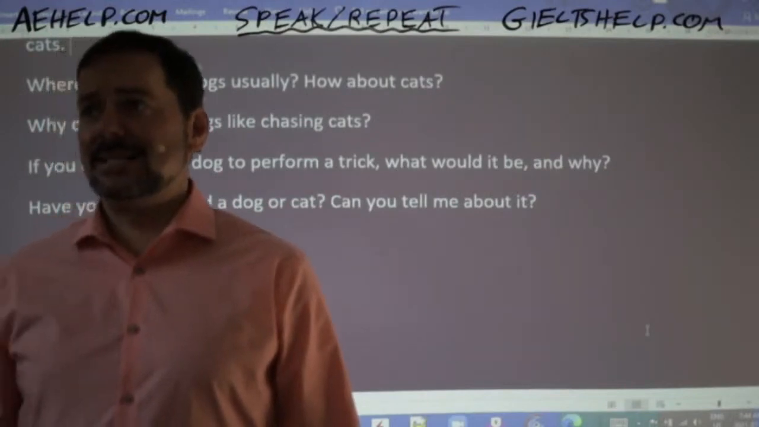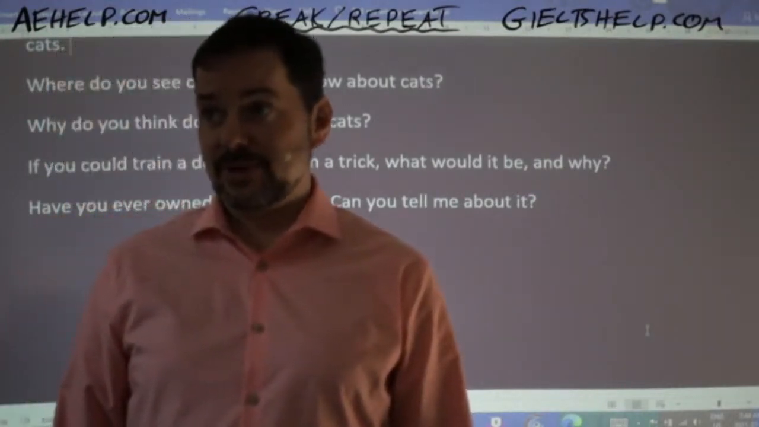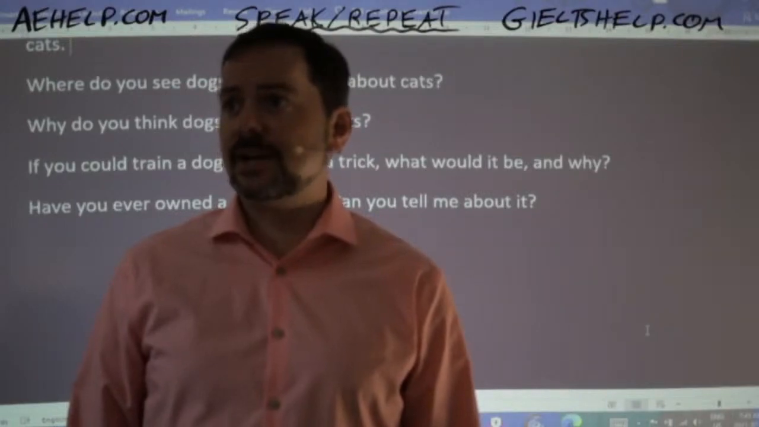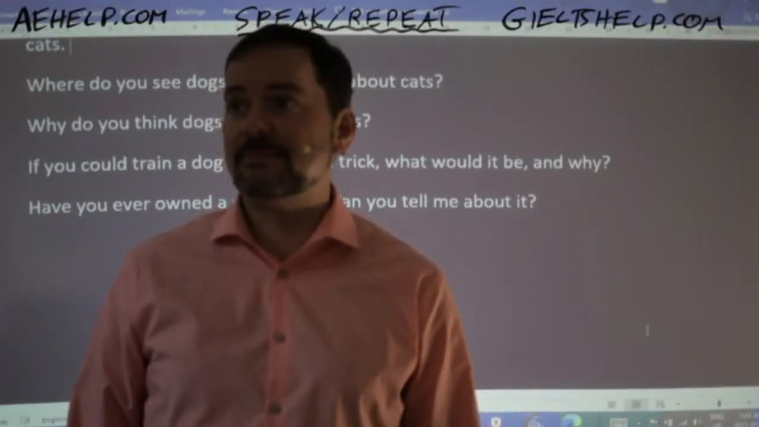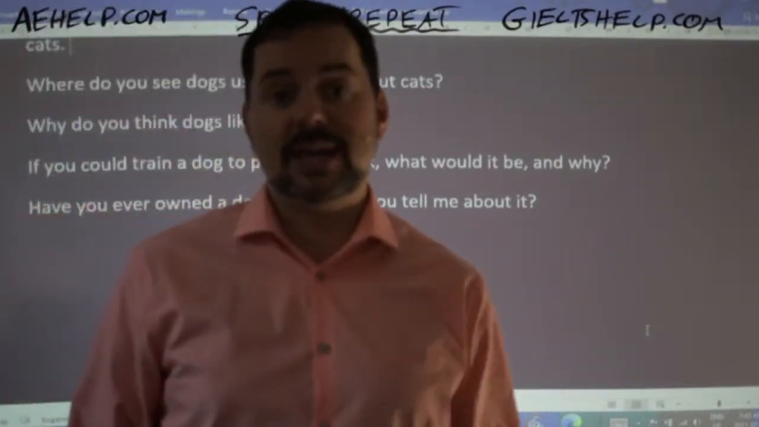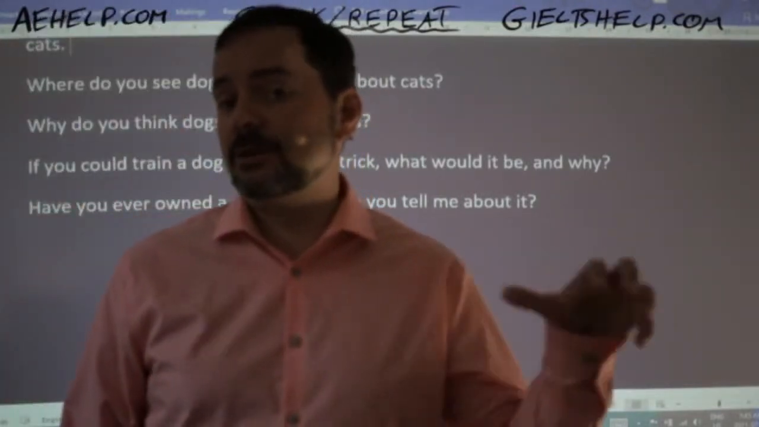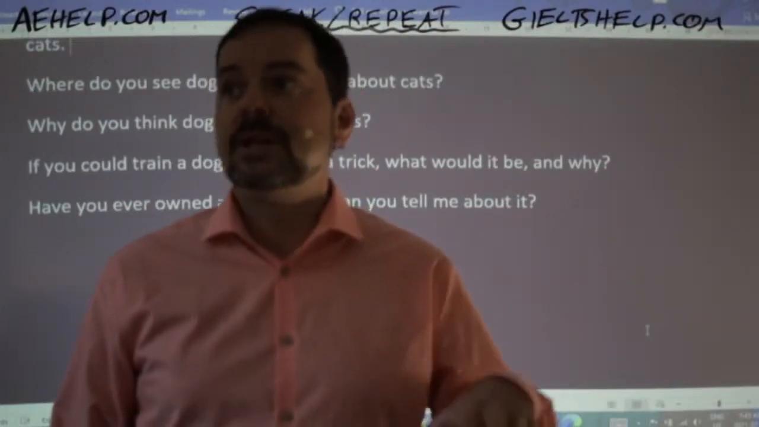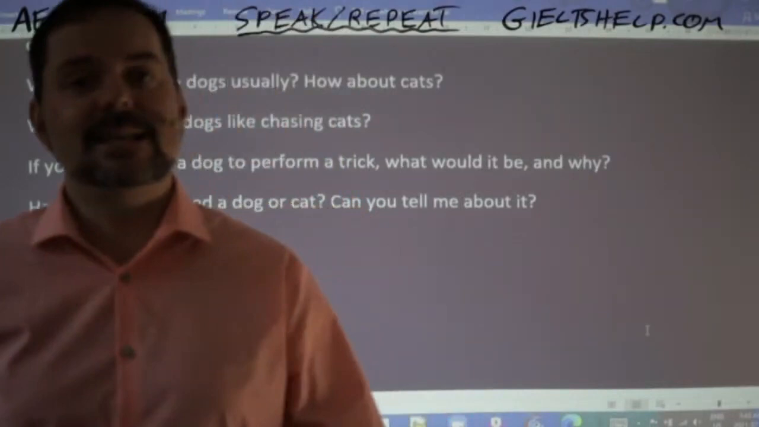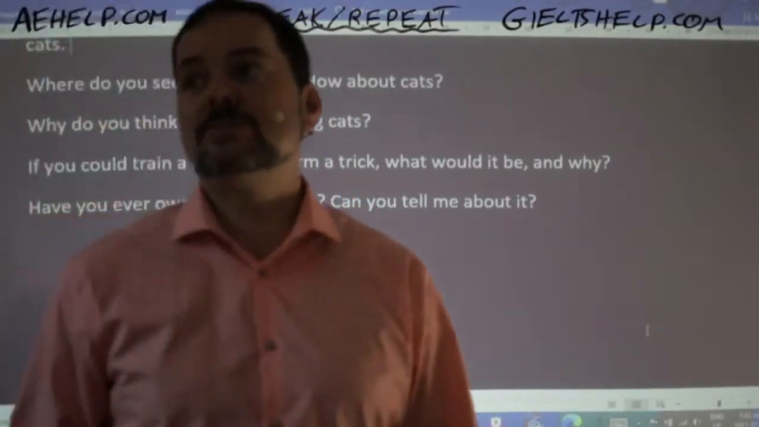Anand says, I see dogs usually around the neighborhood. They roam around almost everywhere. Most of the time, I see cats as pets at my friend's place. Okay, here you can use some good vocabulary. If you are talking about dogs that do not have a home, there's a special way to say that. If you are talking about cats that live in the streets, there's also a special way to say that in English.